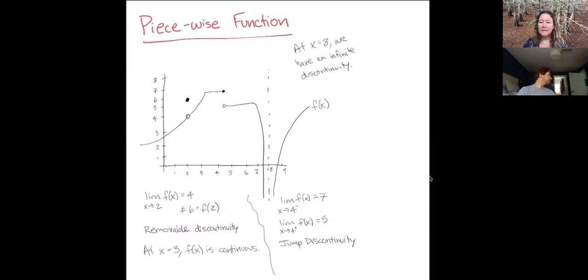Okay, so there are a couple different types there. We have the removable, which just kind of looks like a hole, and you can think about that as a discontinuity that is fixable if you change the function. We have the jump discontinuity where you're either jumping up or, in this case, sort of falling down. And then an infinite discontinuity where you have maybe a vertical asymptote.